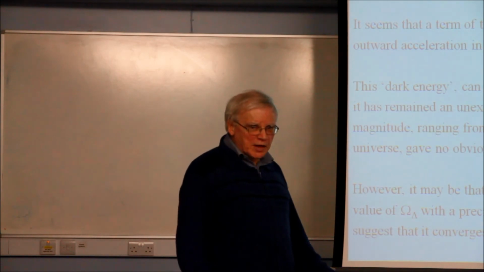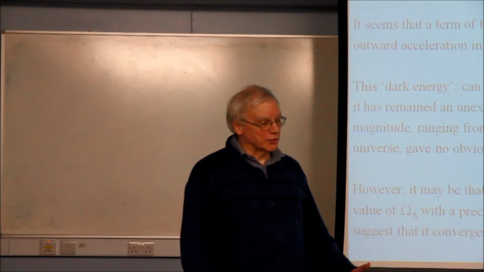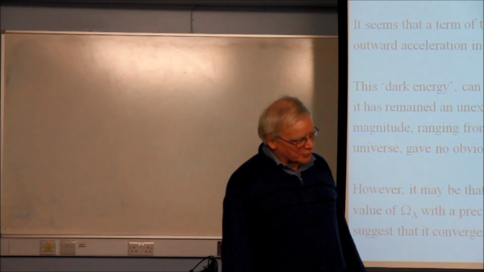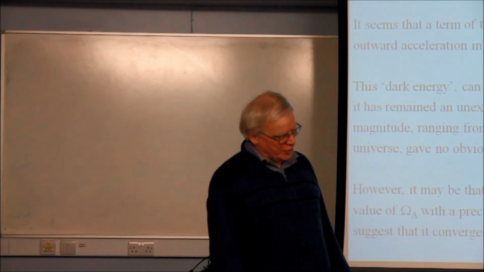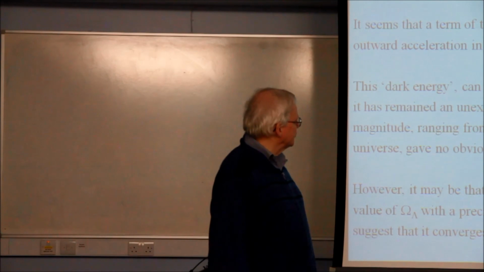Now this is the term that seems to have been discovered in 1998. People immediately say this is the cosmological constant. It's used for a different purpose to Einstein's. Einstein wanted to keep the universe stable. This is pushing it outwards. It's an outward acceleration in the redshift.